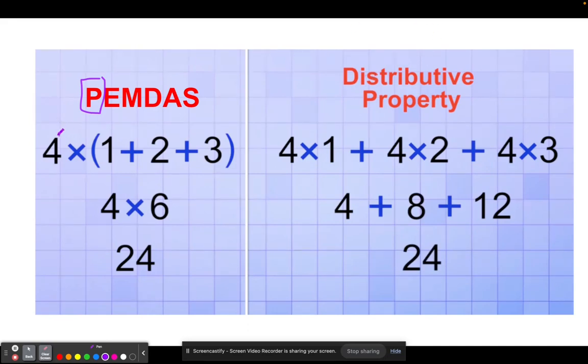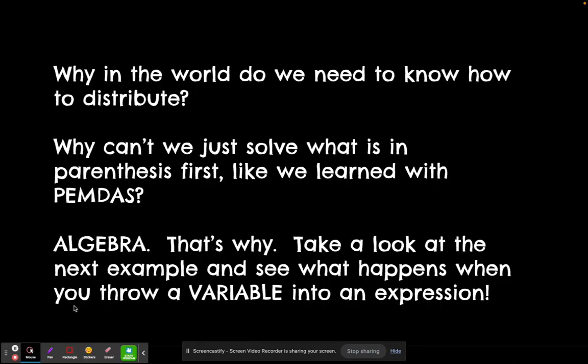What if I distribute instead? That means I'm going to take 4 times 1, 4 times 2, 4 times 3, right? And when I get each of those answers, I'm going to add them all together and I still get 24. Why the heck would I do that? I mean, I still get the same answer, so it didn't hurt me, but why would I do that? Why in the world do we need to know how to distribute? Why can't we just solve what's in the parentheses first like we've always done?